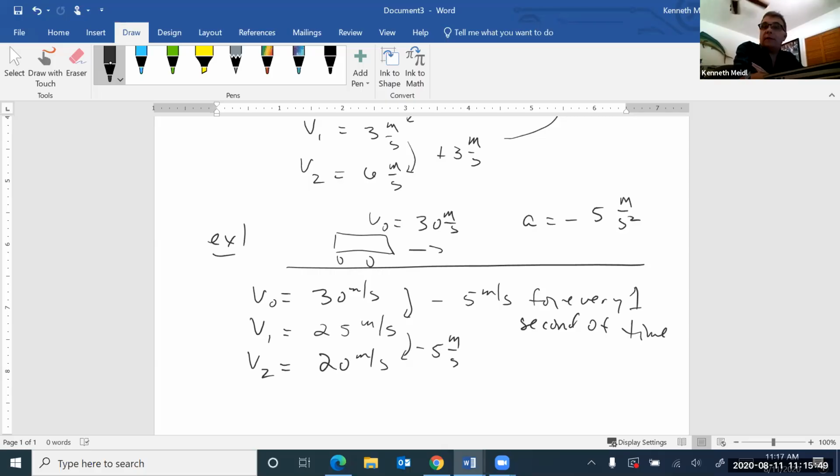How long, time-wise, does it take for the car to stop? And so you just keep taking 5 away until you actually hit 0. And so I think here we're going to say something like 6 seconds, right? I don't need any sort of fancy mathematics to see that this car is going to take 6 seconds to do a complete stop.